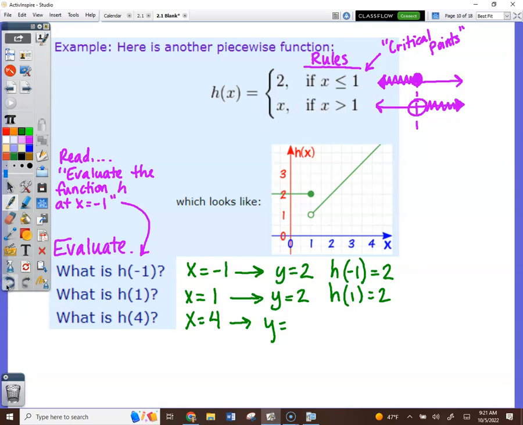So right here, if you want to make a note, the equation we got here was just 2. This equation would be y equals x. Well, what was x? It was 4. So h of 4, we'll plug that in and you get 4.